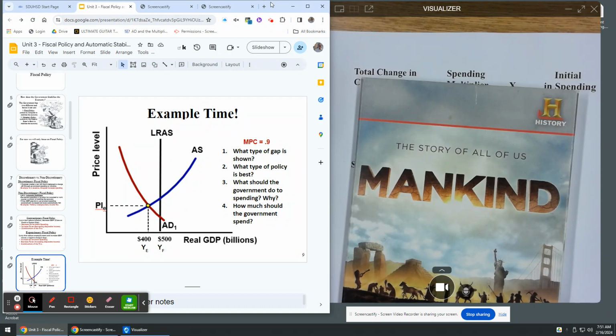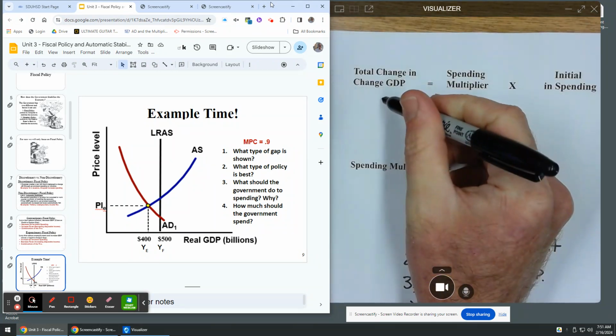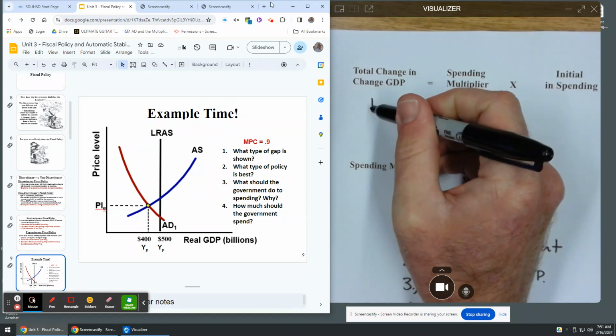All right, so I'm going to take this equation right here and say, hey, my total change in GDP is going to be $100 billion.